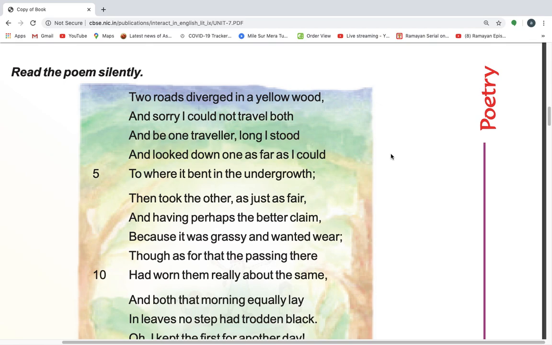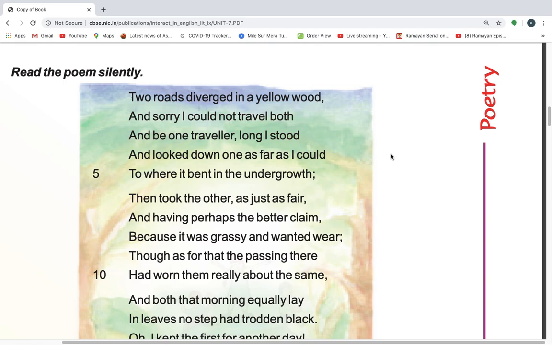To where it bent in the undergrowth, then took the other as just as fair, and having perhaps the better claim because it was grassy and wanted wear, though as for that the passing there.